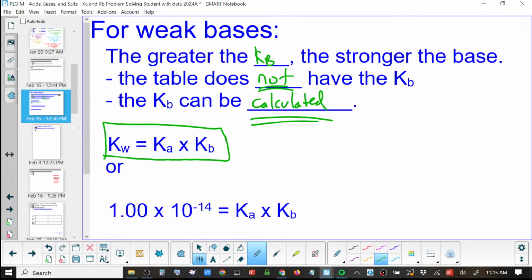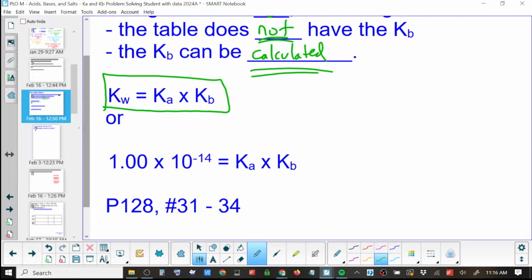Does it matter if the b is capital or not? As long as it's subscripted, no. As long as it's small and subscripted, you're good. And of course, this holds for most things, because at 25 degrees Celsius is where we're going to do most of these. So unless we tell you differently, you can assume that.